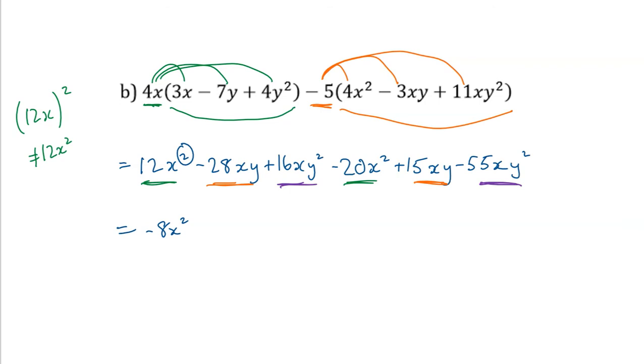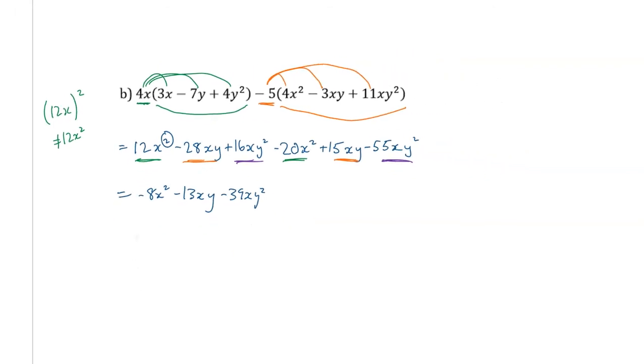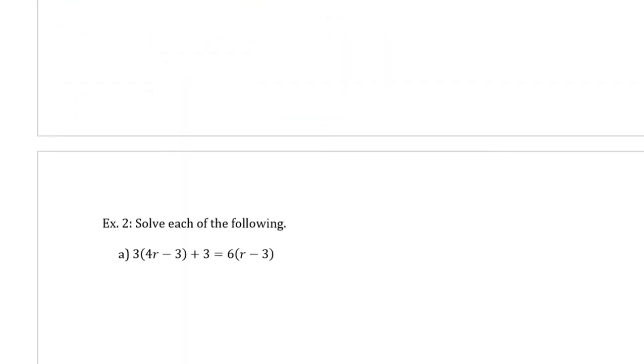Negative 28 plus 15. That looks to me like negative 13xy. And 16 minus 55, I think that should be negative 39. Did anybody already do that? Is that right? Anybody check that answer? No, you're just following me? Sometimes people like to try to go ahead. I didn't know if anybody already had it done. Any questions? So that's expanding and simplifying.